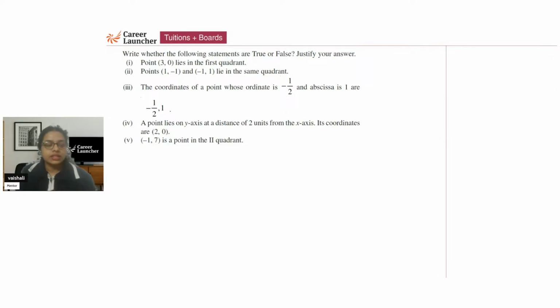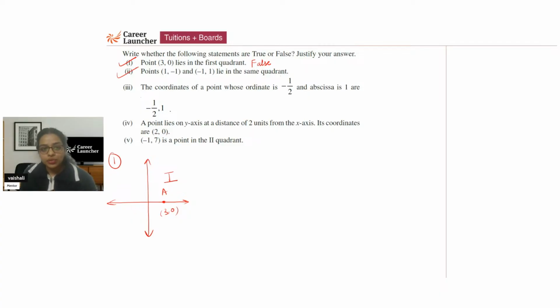Now question number 10. Write whether the following statements are true or false, and we need to justify. Point 3 comma 0 lies in the first quadrant. Now if you will observe, this is the explanation for point 1. If this is my x-axis and y-axis, 3,0, suppose a point A, is lying here. Now it's lying on the x-axis, so I cannot say that it's in the first quadrant. We can say that it is a point which is lying on the x-axis, but saying that it lies in the first quadrant is false, right?